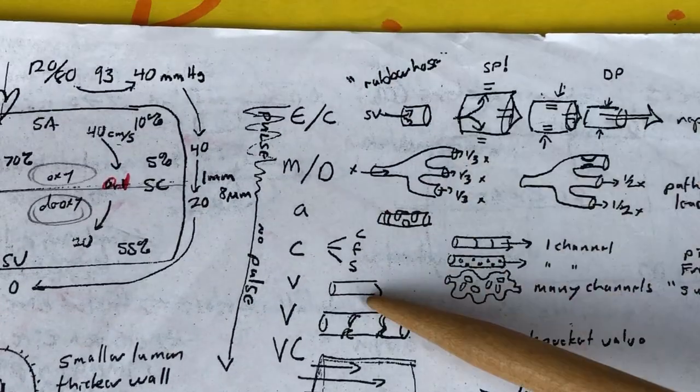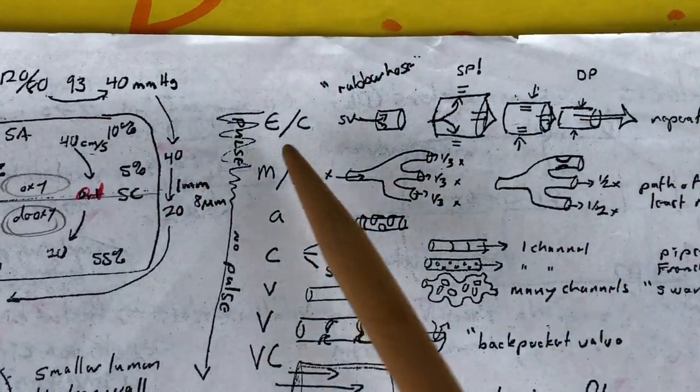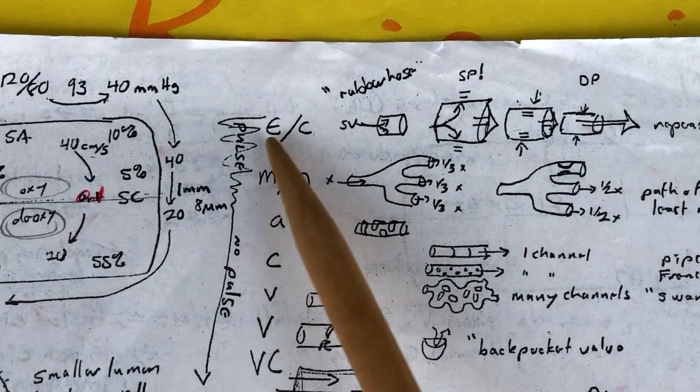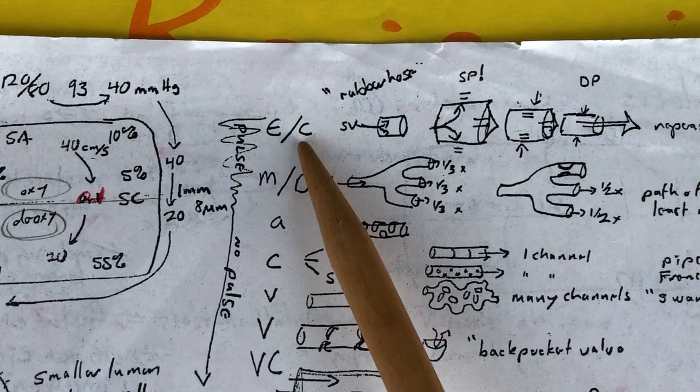Looking up here at the designation of the different types, the arteries that are closest to the heart are called elastic or conducting arteries.